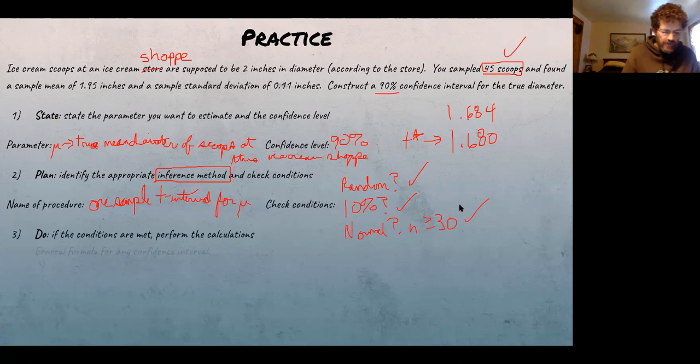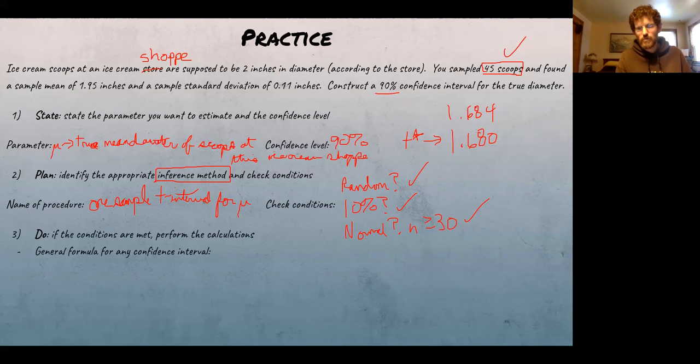The general formula. And remember, it's always a good idea to start at general and work our way toward more and more specific, plugging in the numbers only at the very end. So it's stat plus or minus critical value times standard error.